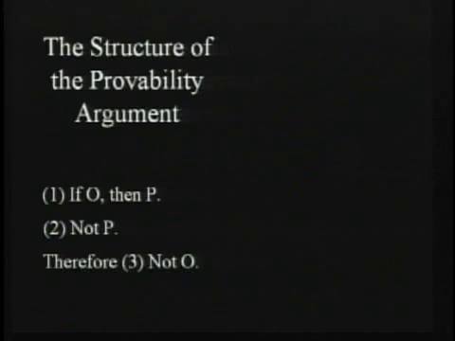To see that, look back at the slide temporarily. The way this argument works, premise 1 tells you if there's O, there has to be P. Premise 2 tells you there's not P, right? Put those together and you're guaranteed that there's not O. You see that? So that's the structure of a valid argument, right? And what we've already done is show that that is the structure of the provability argument. So the provability argument is valid, right?